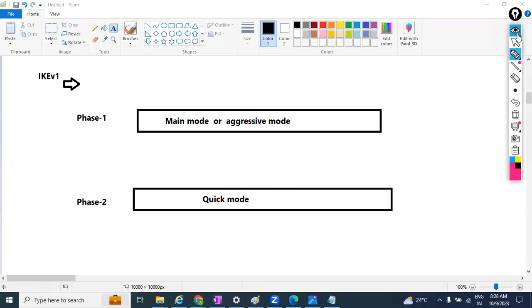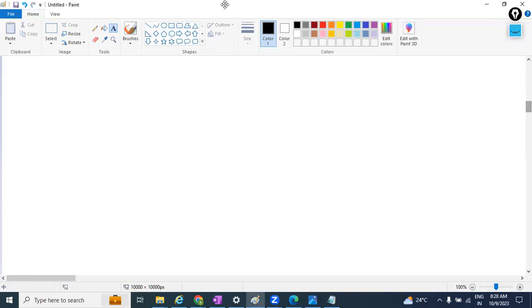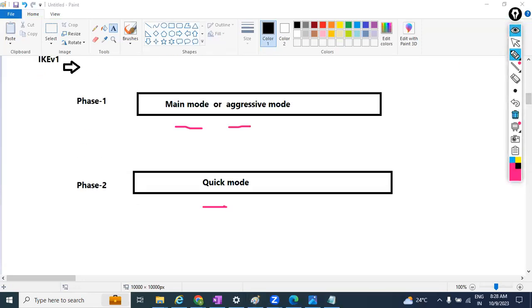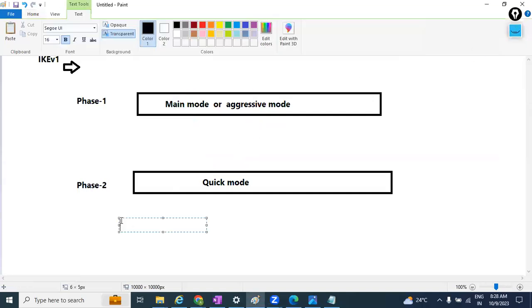Now, main mode or aggressive, and second we have quick mode here. There would be two combinations. If I'm using main mode, the combination is main plus quick, and if I'm using aggressive, the second combination is aggressive plus quick mode. The first combination is main mode plus quick mode.